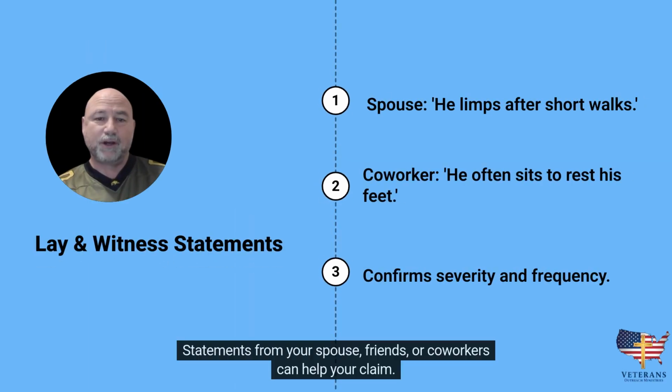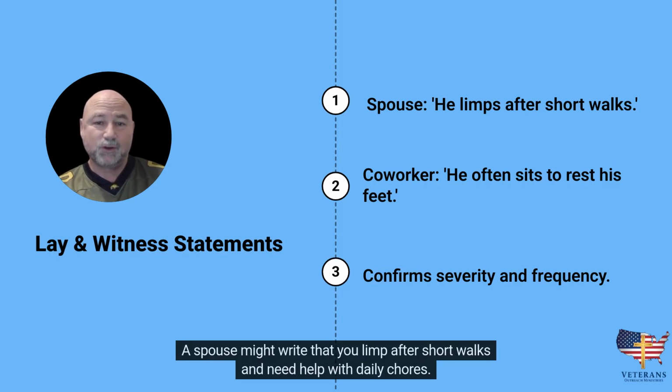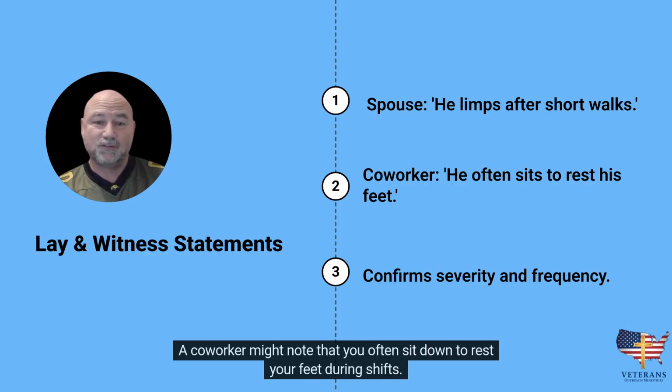Statements from your spouse, friends, or coworkers can help your claim. A spouse might write that you limp after short walks and need help with daily chores. A coworker might note that you often sit down to rest your feet during shifts. These statements confirm the severity and frequency of your symptoms in daily life.